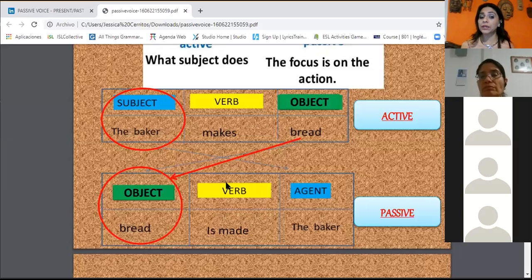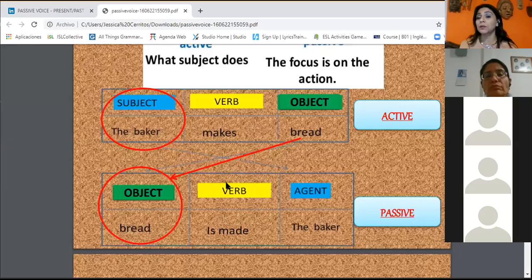The verb we use is made because my active sentence is in simple present. So that means I'm going to be using is or are. You understand? Instead of using was and were, we're going to use is or are, and then the agent. Now we don't call it subject, we call it agent, the baker. All right, so we say the baker makes bread, or bread is made by the baker in this case.